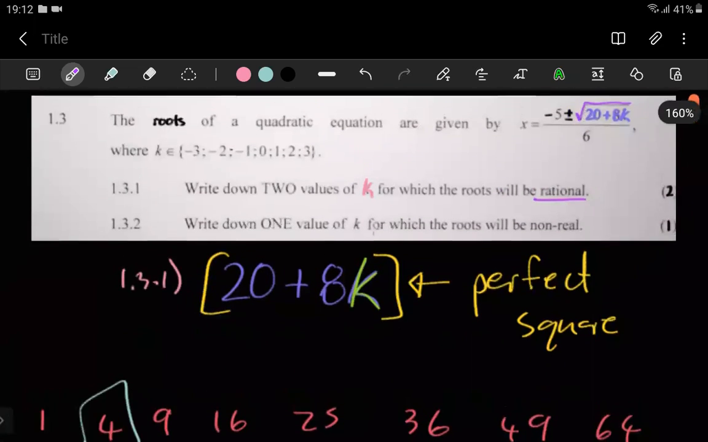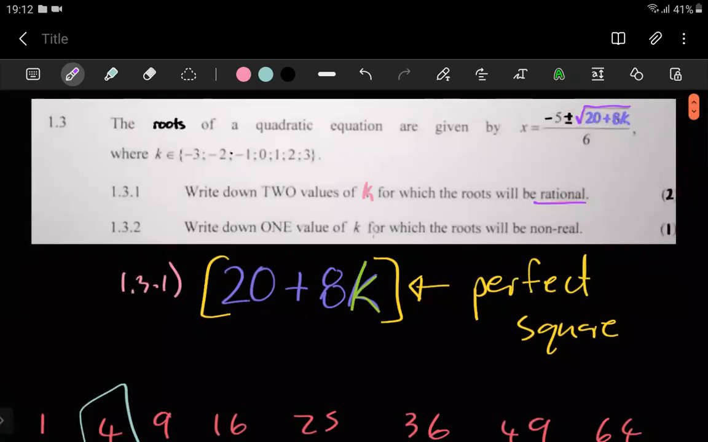Let's see what happens if we take k as -1. If you take k as -1, you will practically have 20 minus 8, which will give us 12. 12 is not a square number. If you try k as 0, it's not going to work out, because you're going to have 20 plus 0, which is just not going to work.